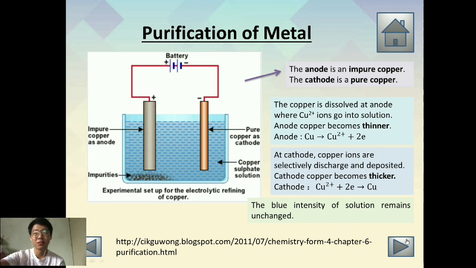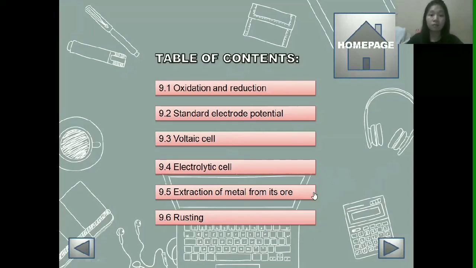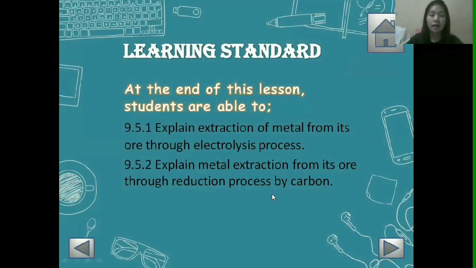Now I will discuss the extraction of metal from its ore. At the end of this lesson, you are able to explain the extraction of metal from its ore through the electrolysis process, and also explain the metal extraction from its ore through the reduction process by carbon.